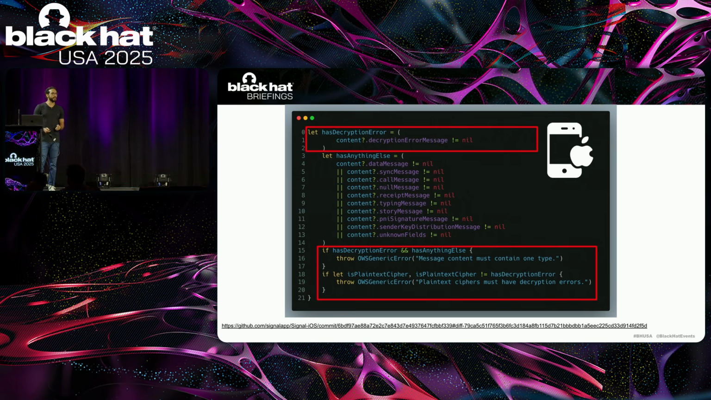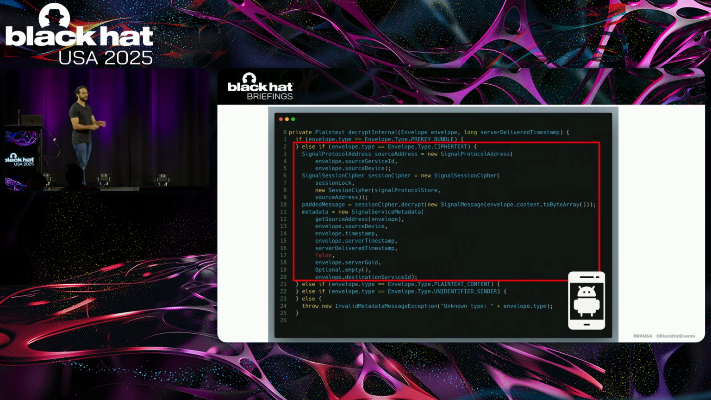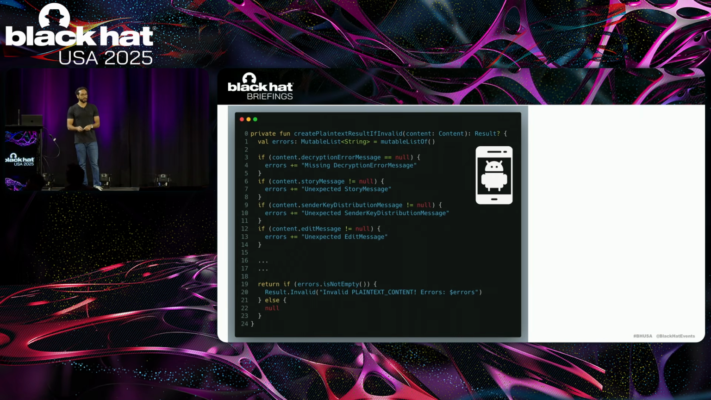Okay, let's look at Android. So in Android, again, the different types of messages. For the ciphertext, what we expect here is that it takes a Signal message, uses the Signal protocol to decrypt it, and the plaintext returns that plaintext content as it is. Cool, let's see the code. So in Android, there was validation.